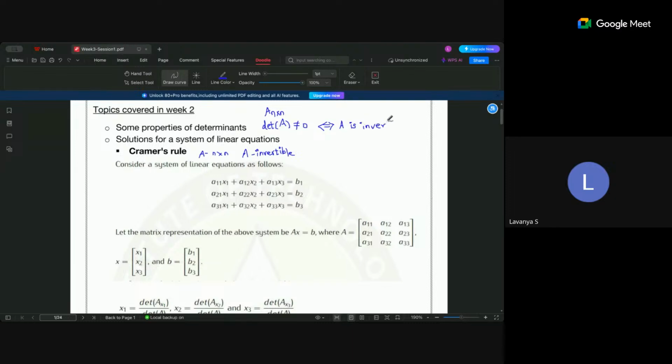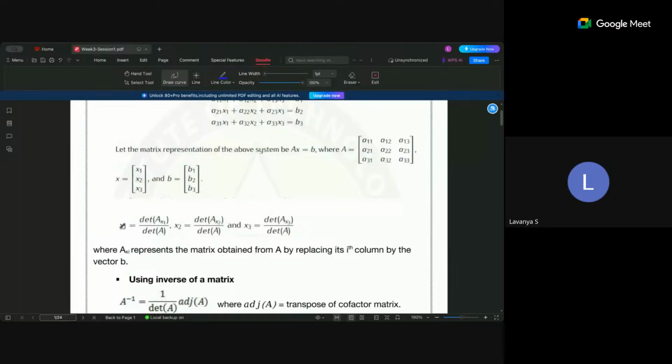This is an if and only if condition. Cramer's rule works only when you have an n by n invertible matrix. For example, if this is a 3 by 3 matrix, you remove the ith column and replace it with the constant vector, then find the determinant of that and divide by the determinant of the original matrix. In this way, you obtain x1, x2, x3.